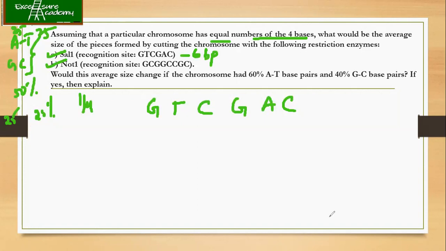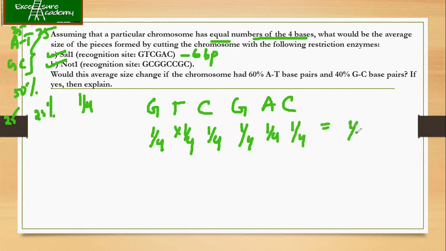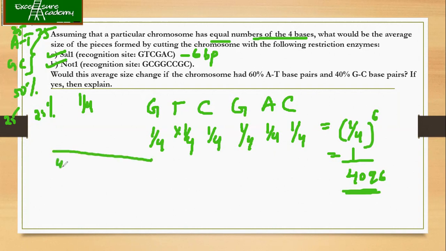What is the probability of occurring of these bases? We have 1/4, 1/4, 1/4, again 1/4. On multiplying all these, what we get is 1/4 raised to 6, which will be nearly 1/4096. So this is going to be the average size of the pieces formed. It means that in a chromosome, after every 4096 base pairs there is one presence of this restriction site. Then again after that, after another 4096, another will come. So this is the meaning of this.